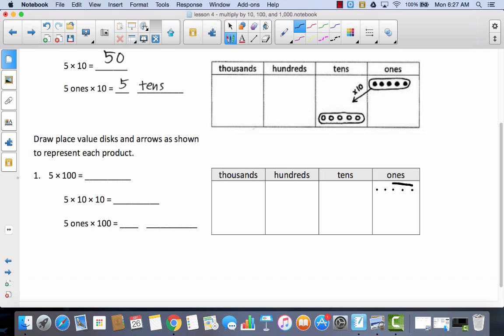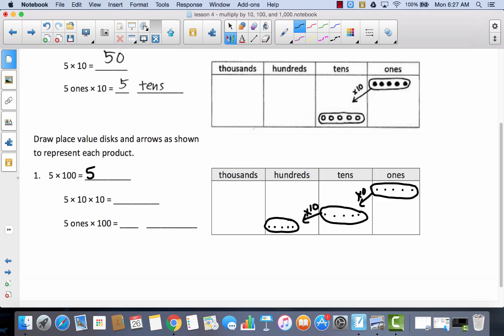Okay, so here's my 5 ones, and notice how I did that in a nice organized fashion. I'm going to go ahead and group these together. Now, 5 times 100 is the same thing as 5 times 10, which gives me 5 tens, and then times 10 again. 1, 2, 3, 4, 5. So I ended up with 5 times 10 times 10, which is equal to 1, 2, 3, 4, 5 hundredths.